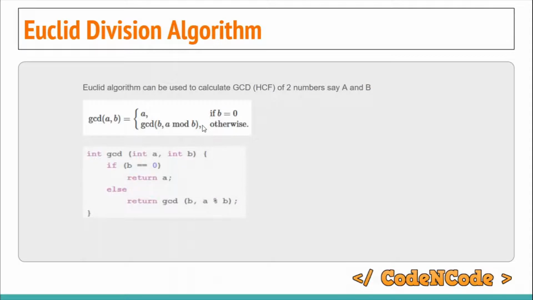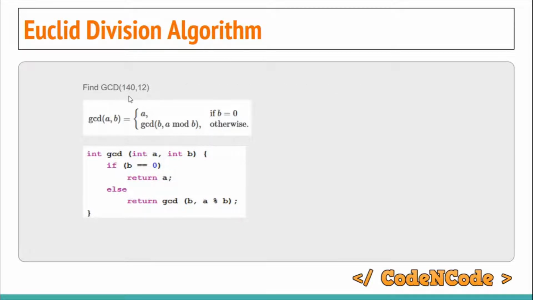The recursive mathematical definition can directly be converted into code like this. If b is 0, return a, which is this condition. Otherwise, that is else, you simply return gcd(b, a modulo b). As easy as that. Now we are not here to look at the code and just fit it into our mind. We are here to understand why this works. So let's look at this.